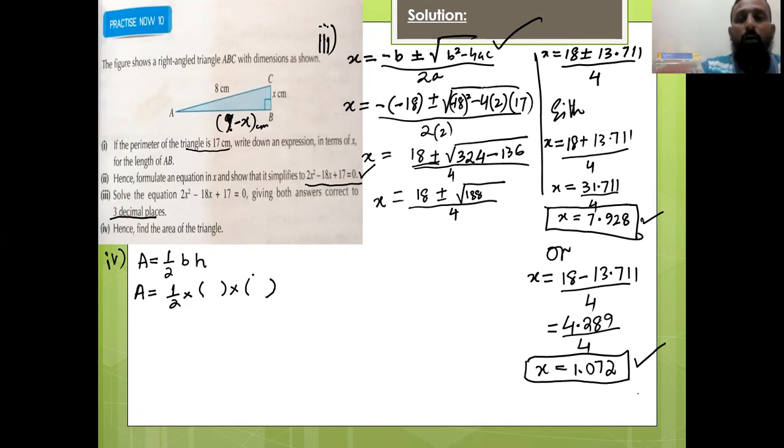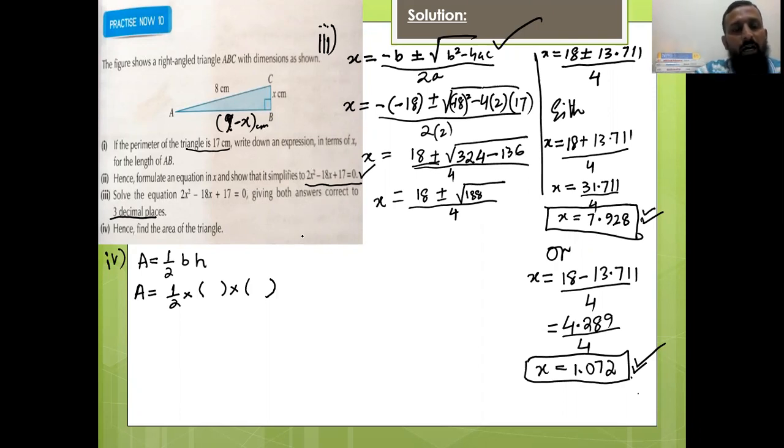Now, out of these two values, you can take any one value of your choice, because both the answers are positive. Both the values can be the length of this triangle. So let's suppose I'm taking this value 1.072, or you may take this also. Still you'll find the same answer. But I'm taking this one, x equals 1.072.